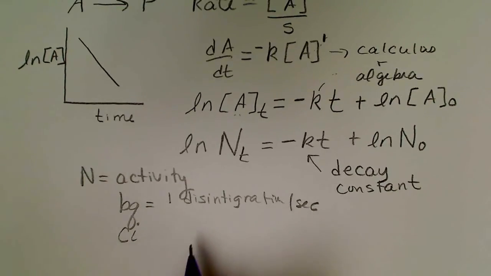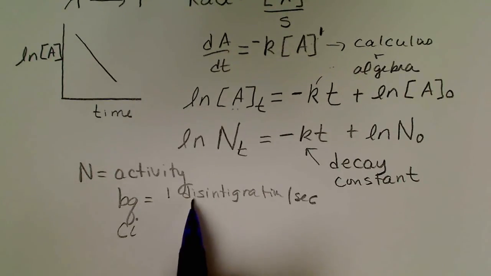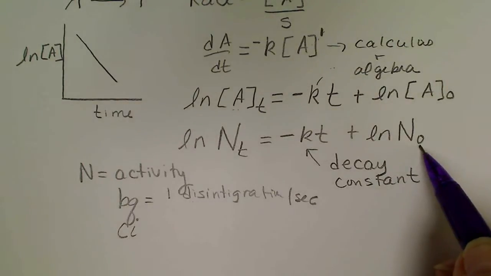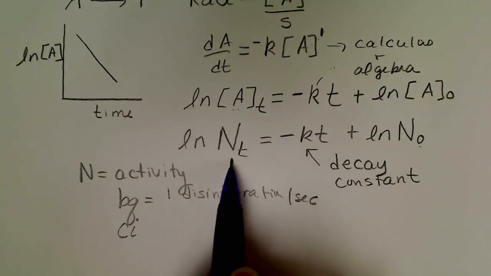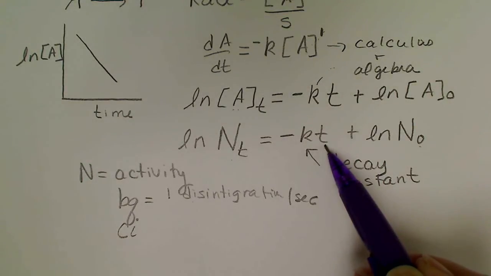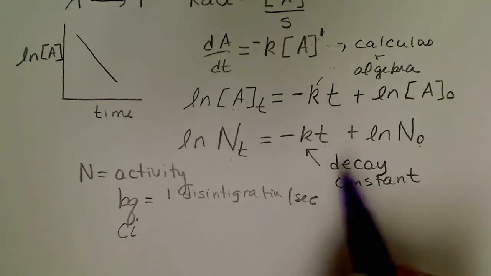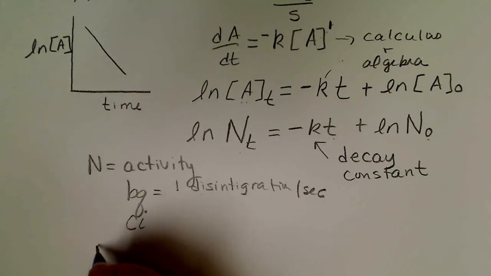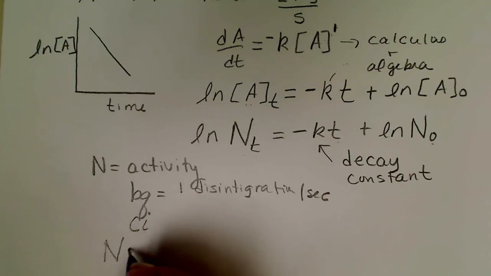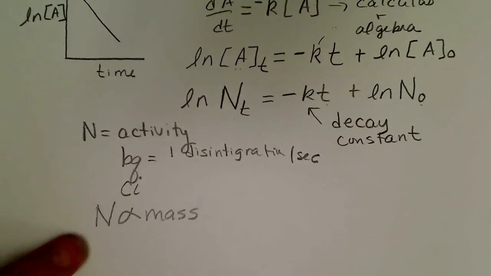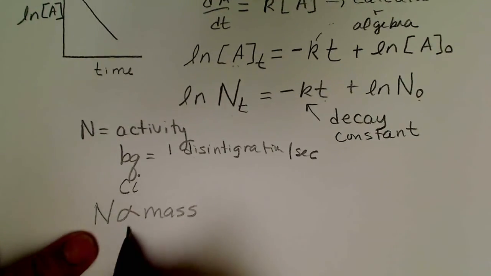So problems that we might see in a textbook may give us the activity measured, perhaps the initial activity measured, and then the final activity measured, and ask us to calculate the length of time required for that nucleus to decay, and that would also depend on the rate constant. But we know that the activity is proportional to the mass.